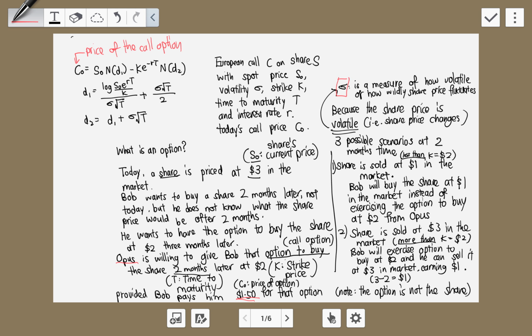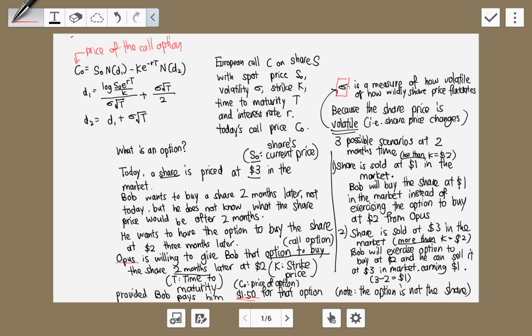Let's say in scenario 2, the share is sold at $3 in the market. Now the share is sold at a higher price in the market than if he bought with that option. So now Bob will exercise the option to buy the share at $2 from Opus. After he buys the share at $2 from Opus, he could sell in the market for $3. It means he potentially earned $1 for nothing, but he's still making a loss, because although he earned $1 here, he paid $1.50 upfront. So overall, there's a net loss of 50 cents.